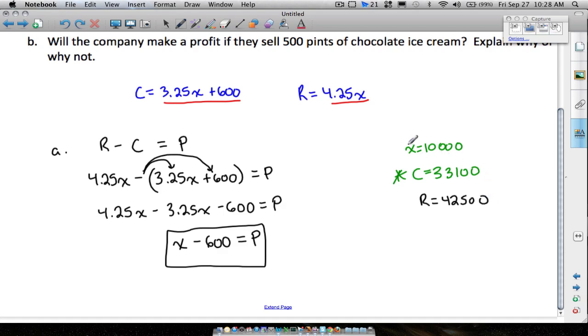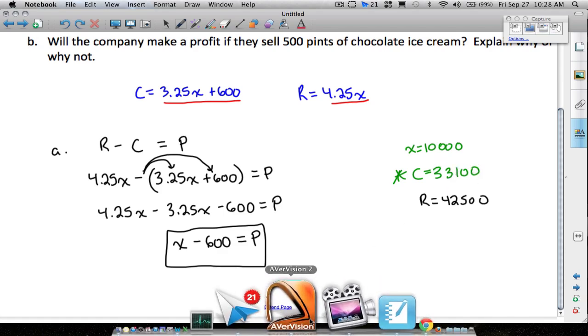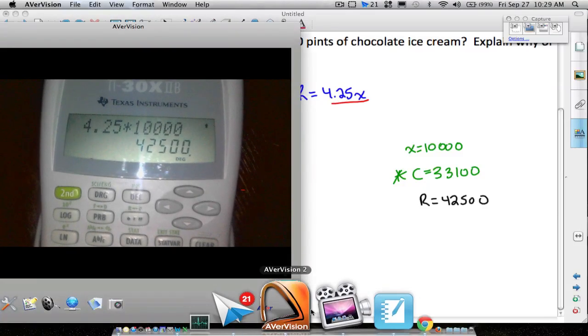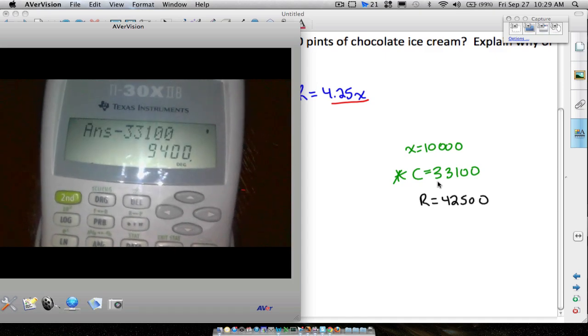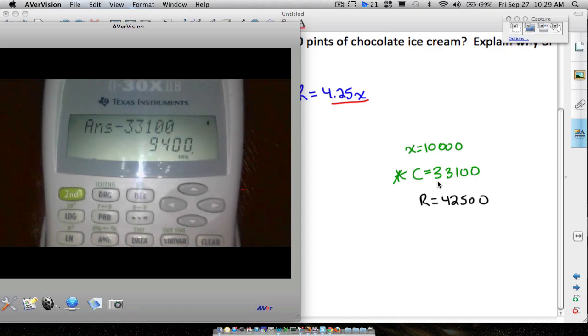Well, now we're starting to turn a profit because this is how much they made on their sales. That's how much it costs to produce it. If we subtract those two numbers, that's going to be our profit. And we are going to turn over a profit because we're bringing more money back from our sales in the grocery store than what it cost us to make it. So take the 42,500, subtract the cost to make them, 33,100, and there is the profit of $9,400.